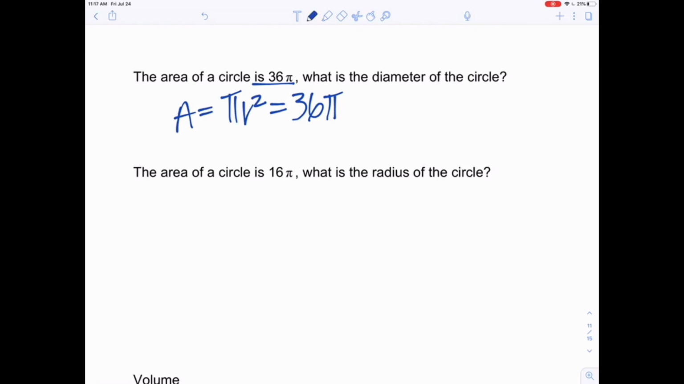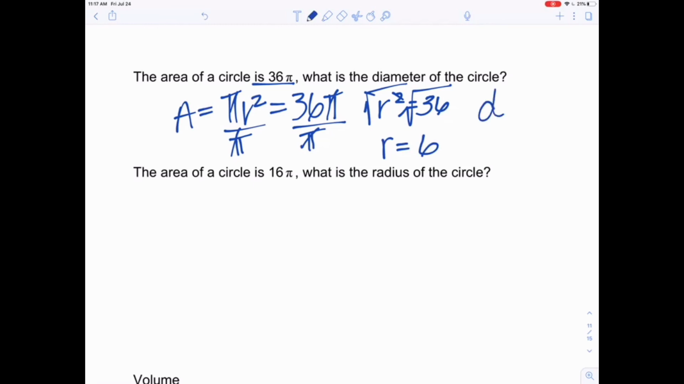All right, well, let me go ahead and just kind of get everything into place. So I'm going to divide by pi. This eliminates here and here. I'm left with r squared equals 36. I'm going to take the square root of r. That cancels out the square. And the square root of 36 is 6. So that gives me the radius. But what is the question asking me for? It's asking me for the diameter. And I know that diameter is 2 times r. So I have to do diameter equals 2 times 6, and that gives me 12.